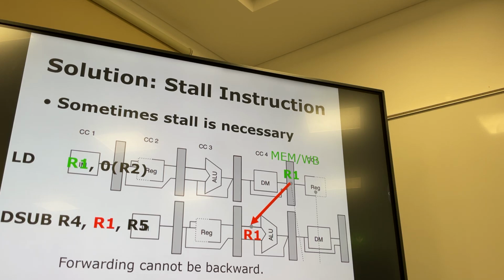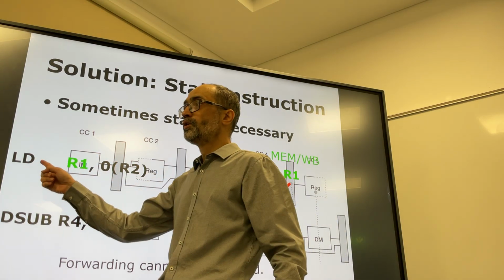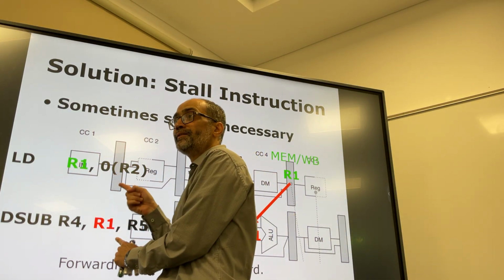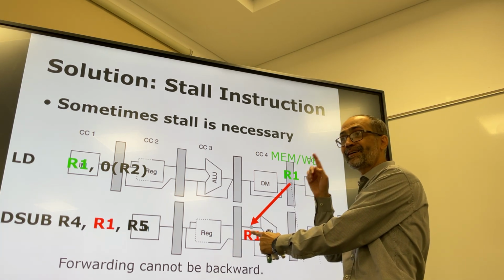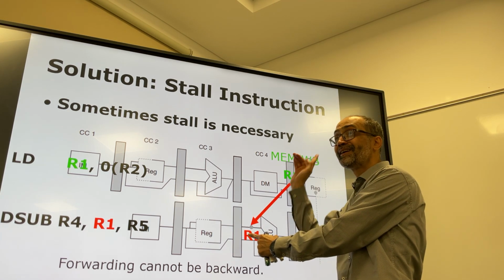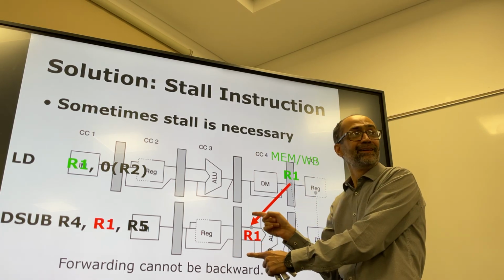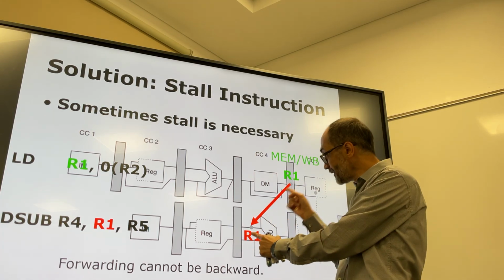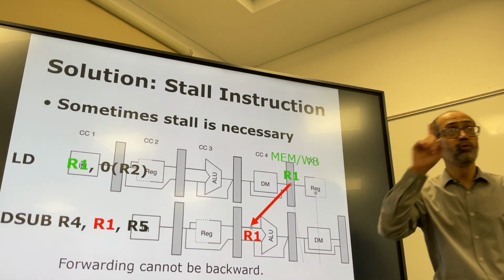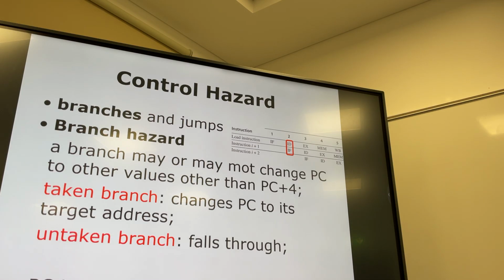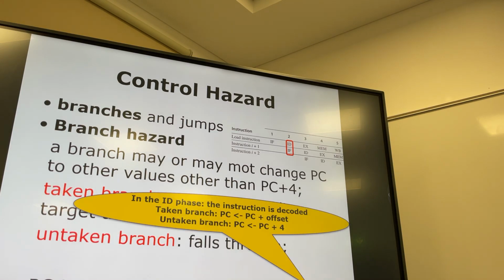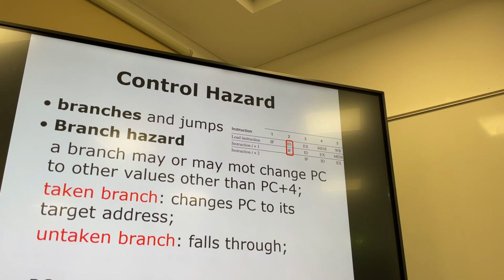Now, stall. Still, sometimes stalls are necessary. Which instruction is this? Load. And the following instruction is dependent on what? The load instruction. And when will it be overridden? The clock cycle 4. And where is now the result? LMD. Can we go backward? No, because we need this result here. So how many stall cycles do we need? One stall cycle. Any question? Should we proceed?